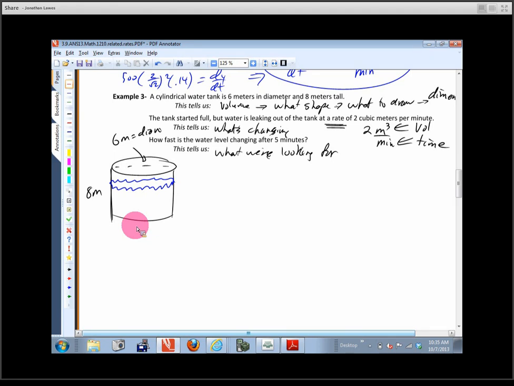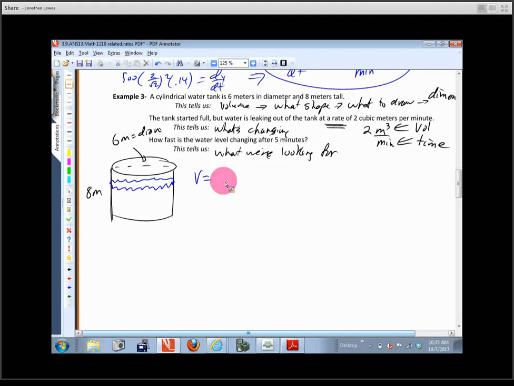It's not the tank. The tank doesn't change shape. Okay? All the tank does is hold the water in this particular shape. And it's a very simple shape. It's just a cylinder. It's just a can. All right? So we want the volume of the water. So I'm going to do that in blue. The volume of the water is, how do you find the volume of a right circular cylinder?